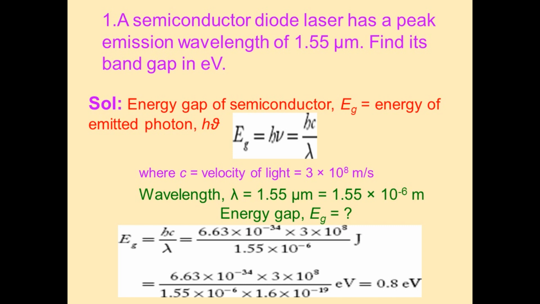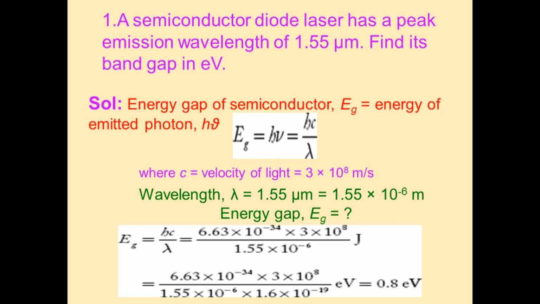Electron volt is another unit of energy. The SI unit of energy is joule. 1 electron volt equal to 1.6 into 10 power minus 19 joules. Energy is given by E equal to h nu, which is hc by lambda, nu equal to c by lambda. C is speed of light, which is 3 into 10 power 8 meters per second. Wavelength is given in micrometer, micro means 10 power minus 6.